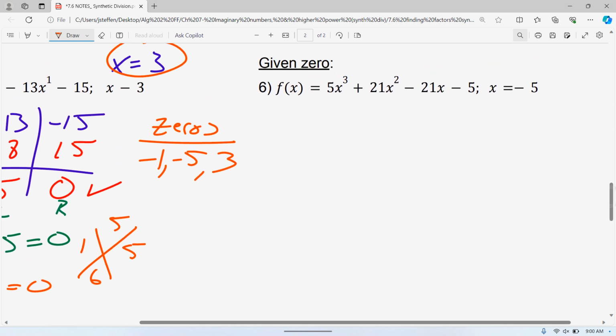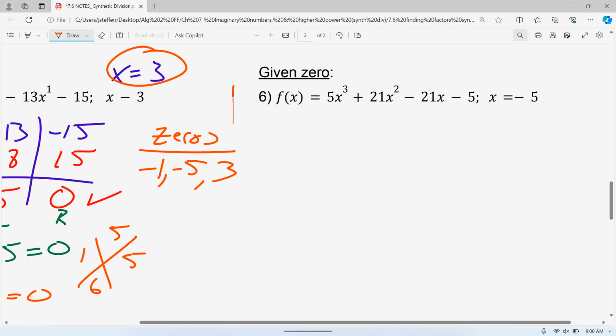Now the other one, again, it might not be a bad idea to list your zeros here. And the good news with this one, because it's just something really easy to forget, is that one of the zeros is -5. They tell you what that is.